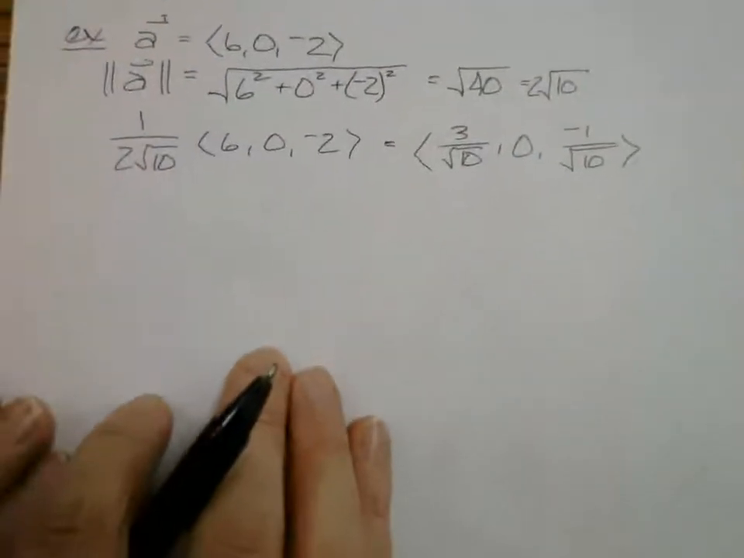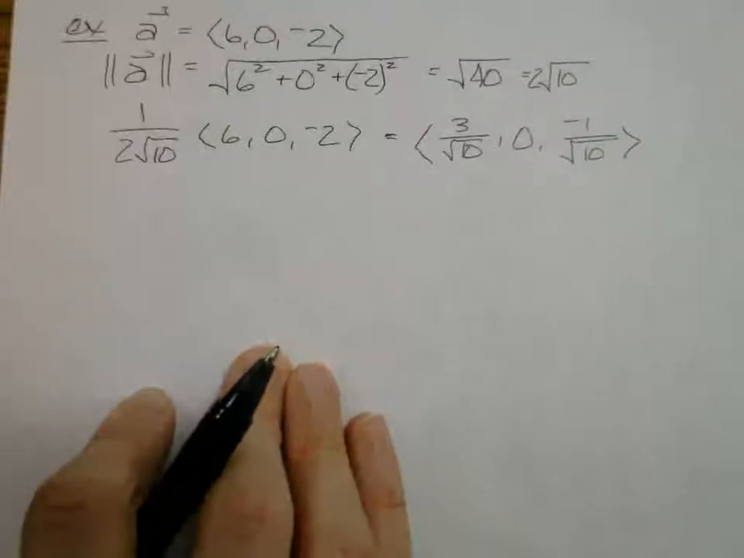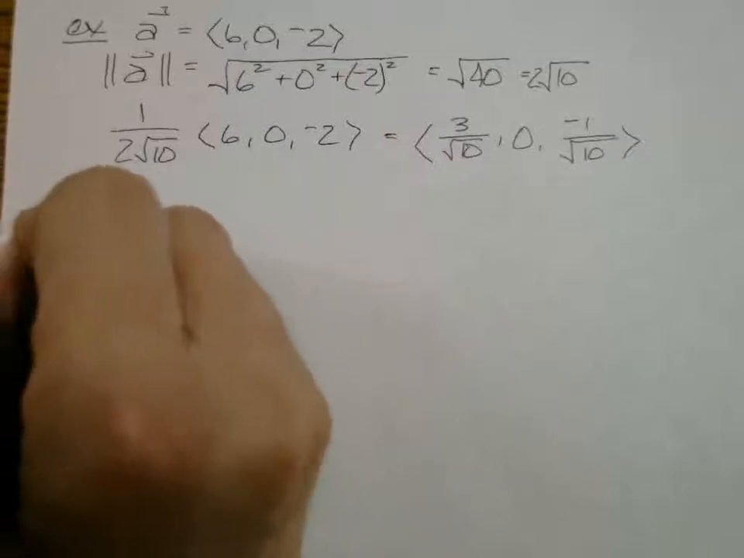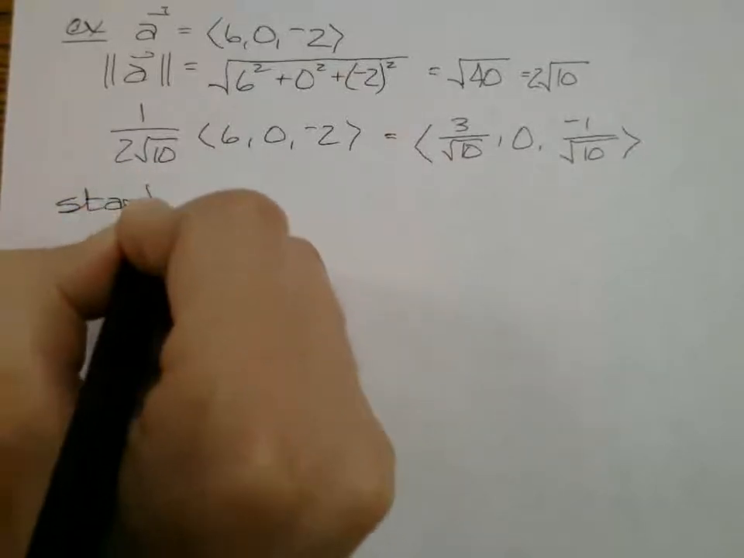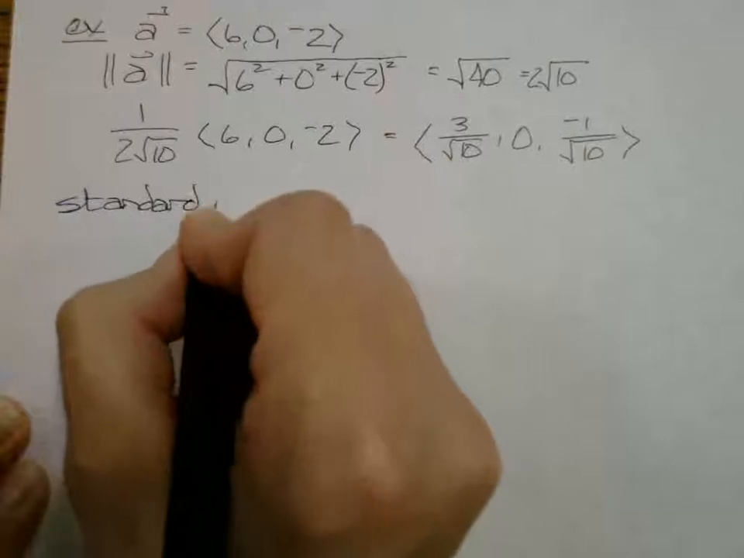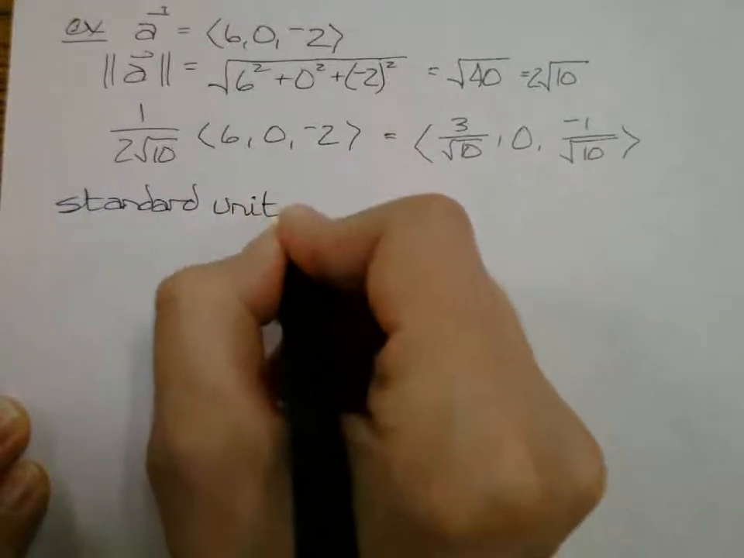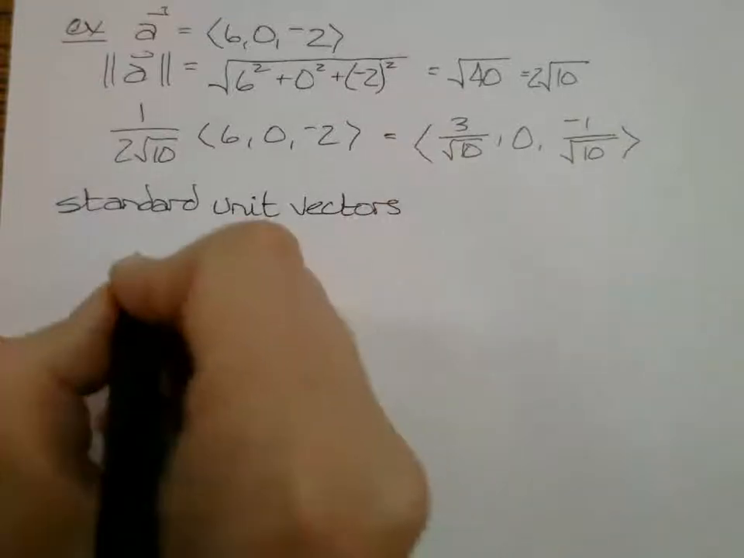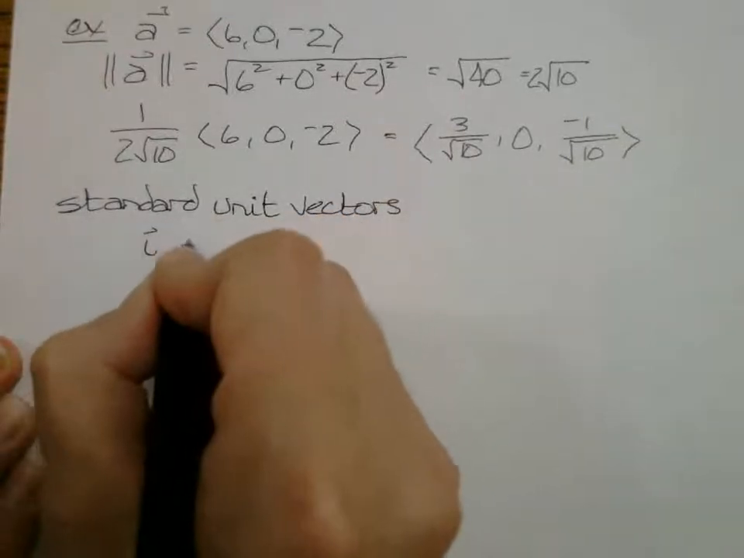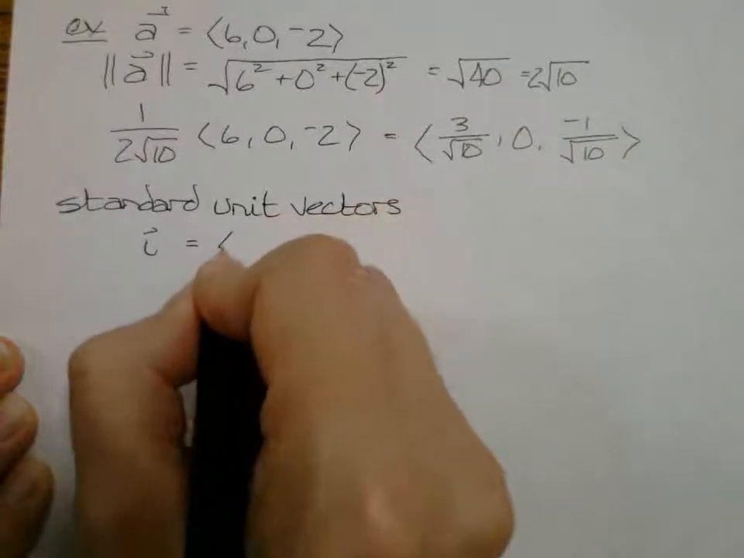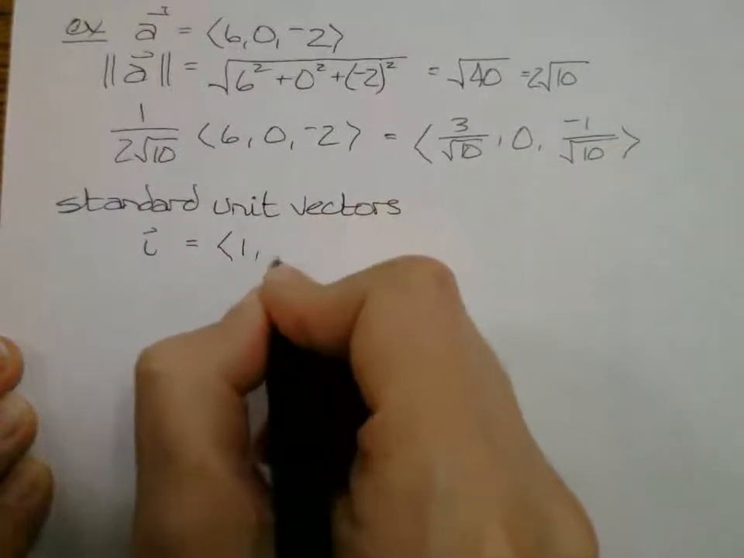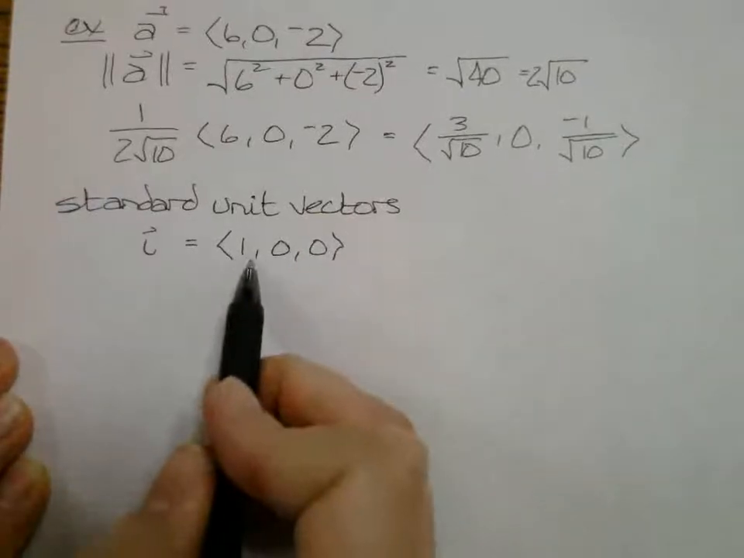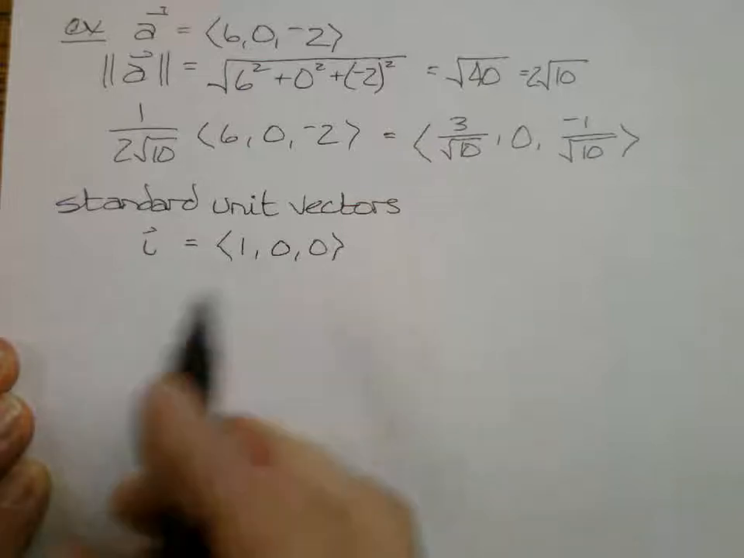Well, it's convenient to have standard unit vectors that go in the directions of the axes. If you take physics, you're probably really familiar with these. So i goes in the direction of the x-axis, so its coordinates are 1 in the x direction and 0 in the y and z directions. Magnitude is 1.